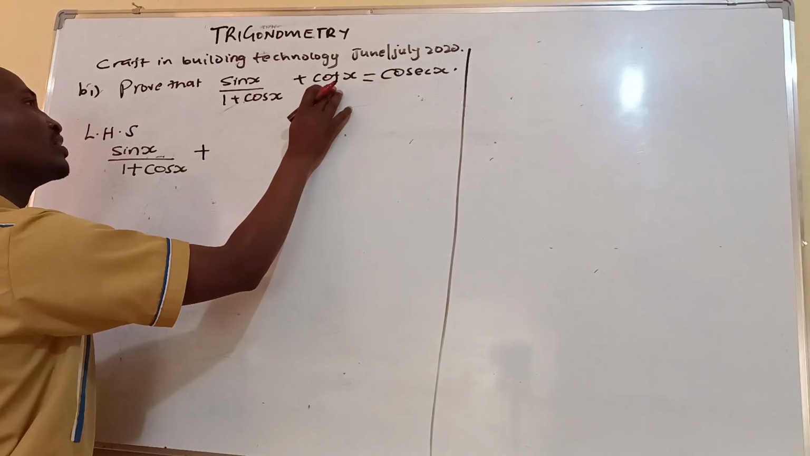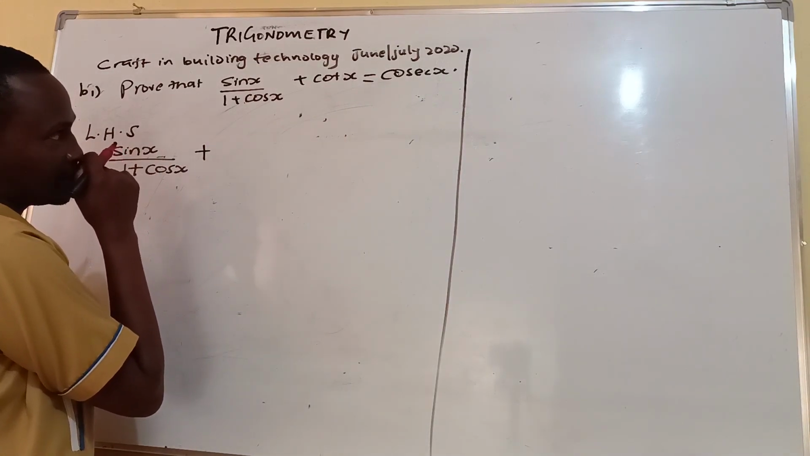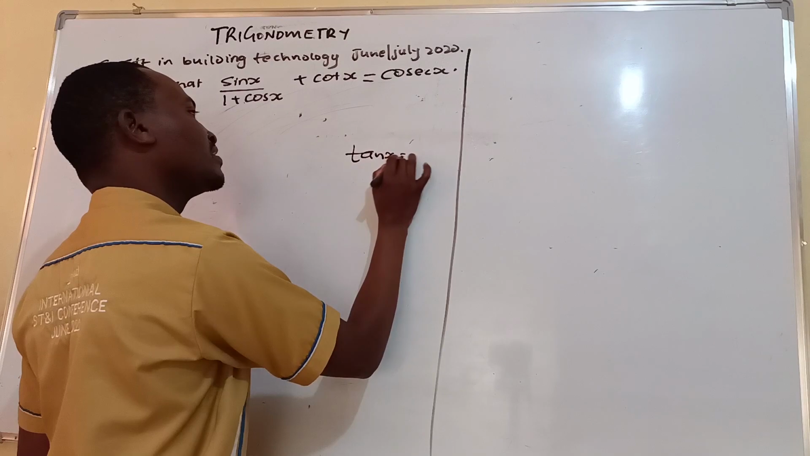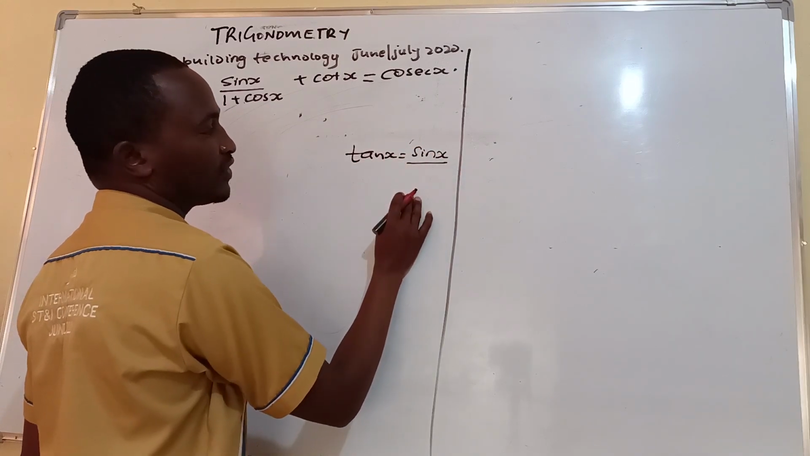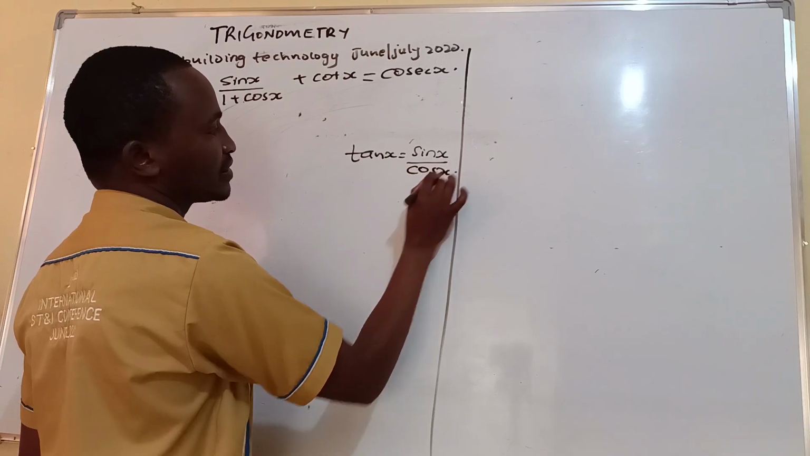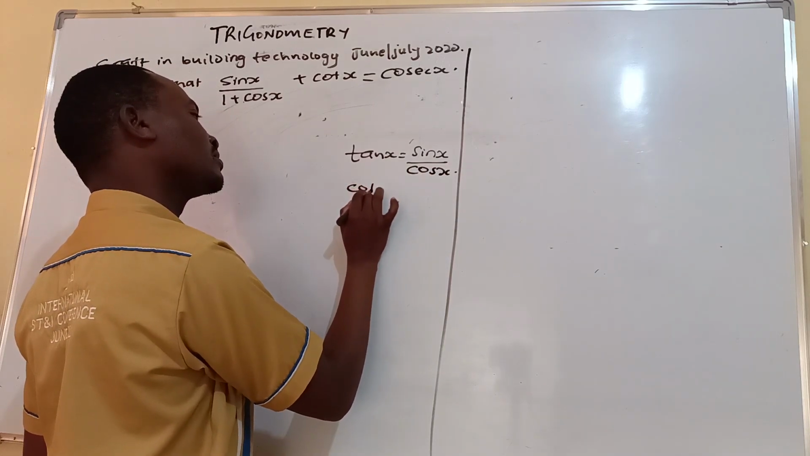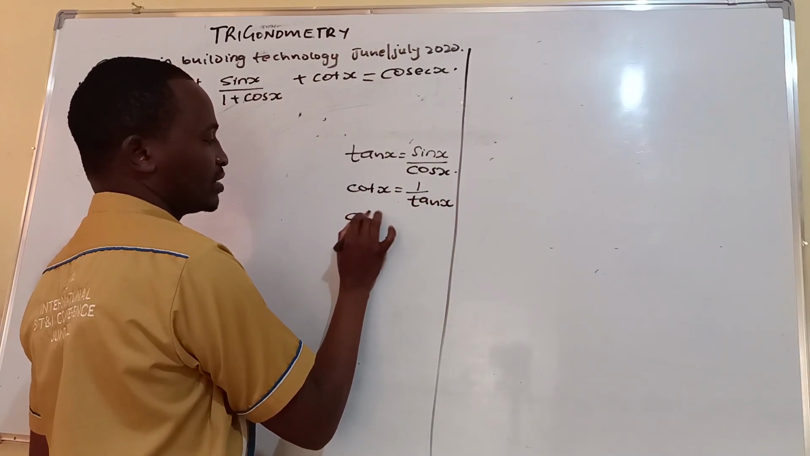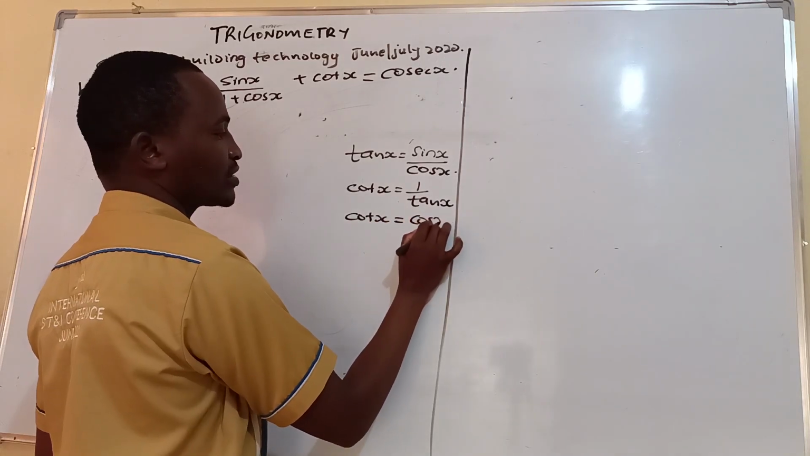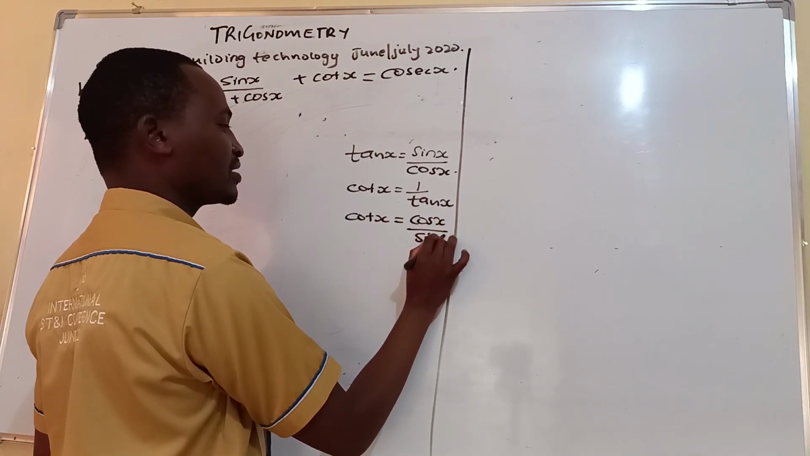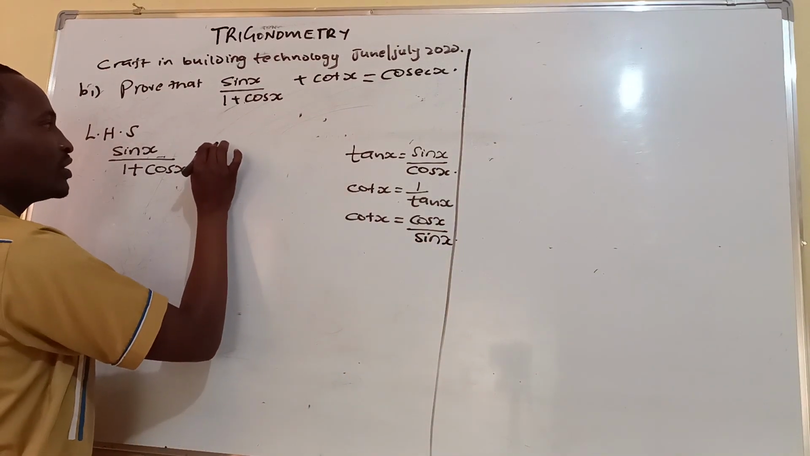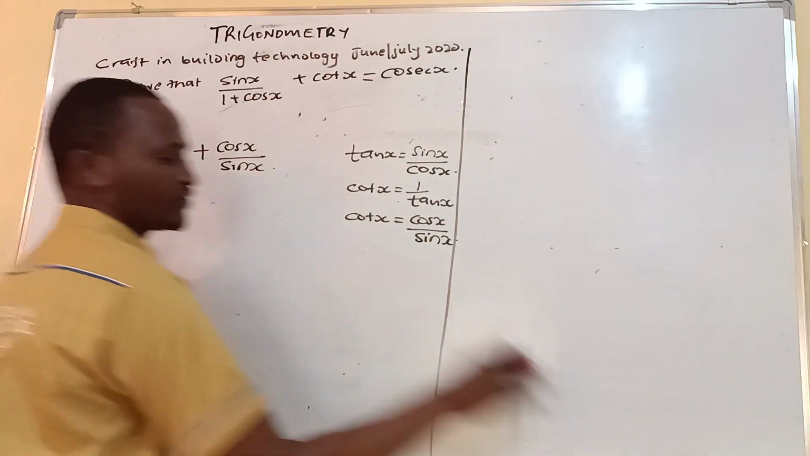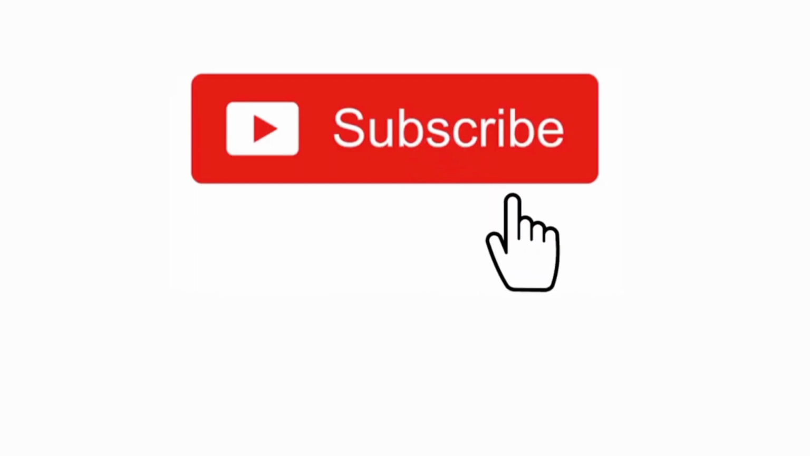What is cot x? Cot x is 1 over tan x, but we know tan x is equal to sin x all over cos x. So cot x, which is equal to 1 over tan x, must be cos x over sin x. So here we have cos x all over sin x. Let me remove this so that we can create more space for working.